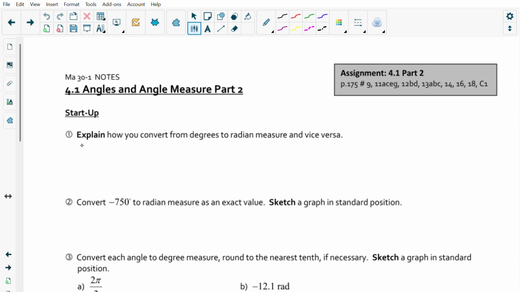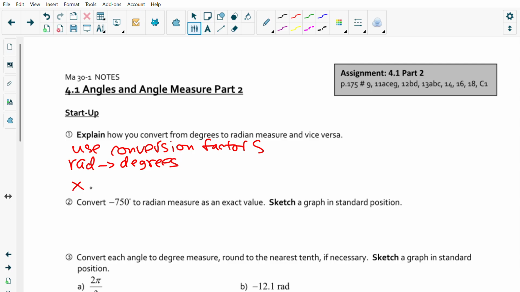So we use conversion factors. Remember, from radians to degrees, we multiply by 180 degrees divided by pi. Okay? From degrees to radians, we multiply by pi over 180 degrees.